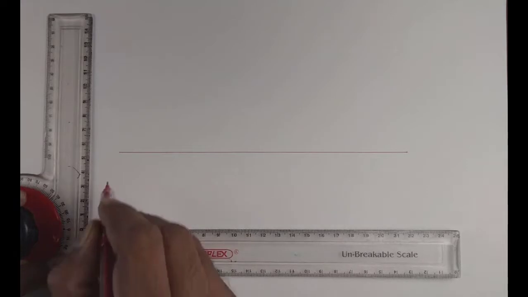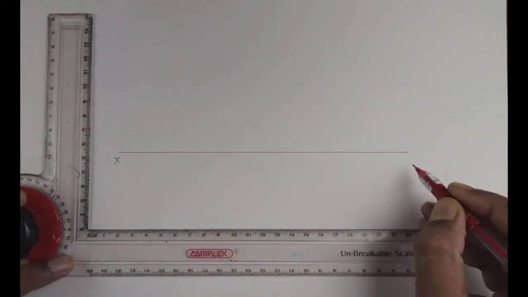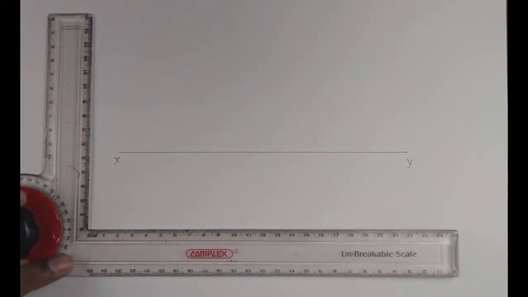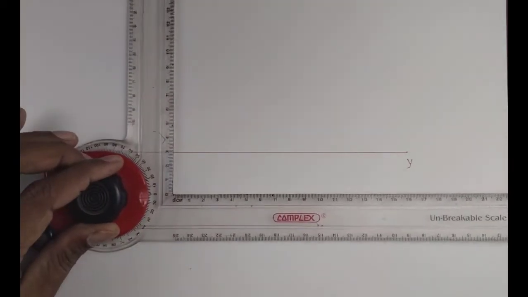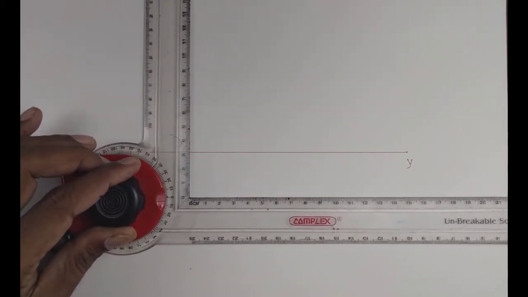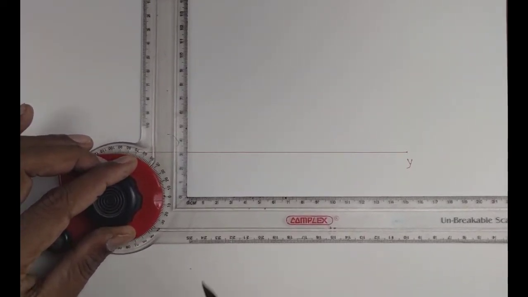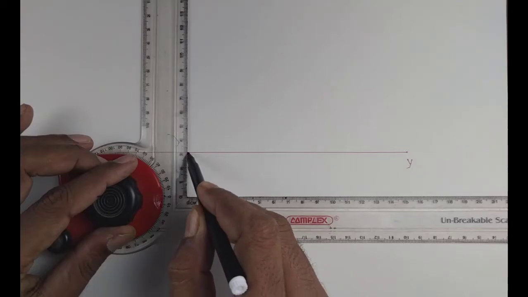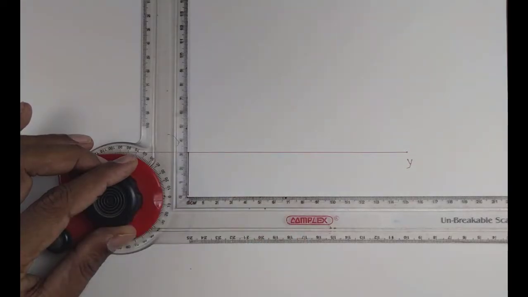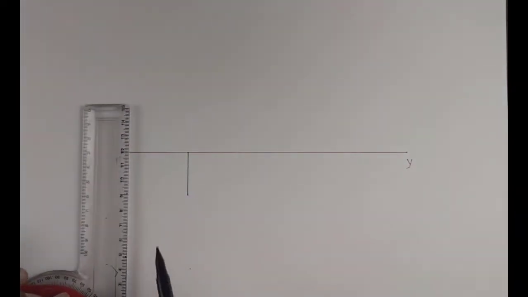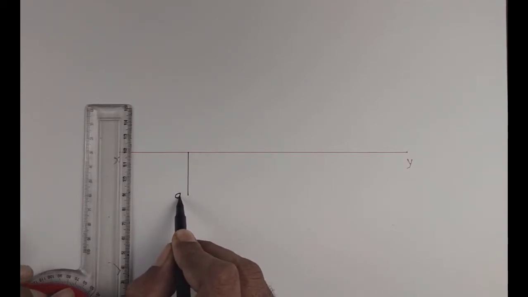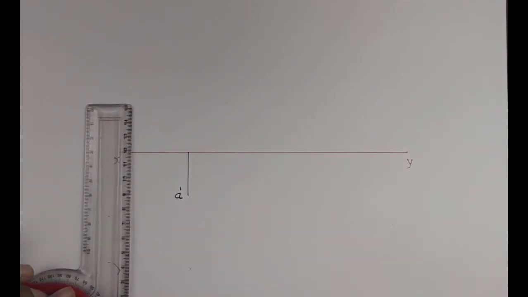On this XY line, first we take our 4 points. As per the problem statement, your A point is 30 mm below HP. I draw the downward direction projection. I mark the A dash.